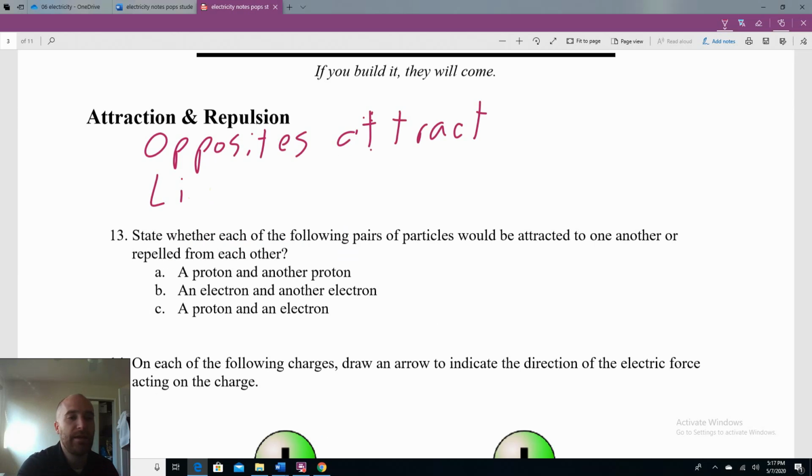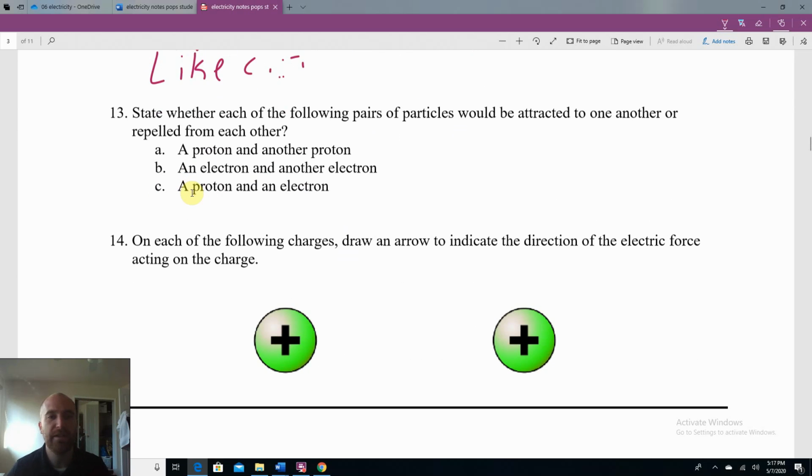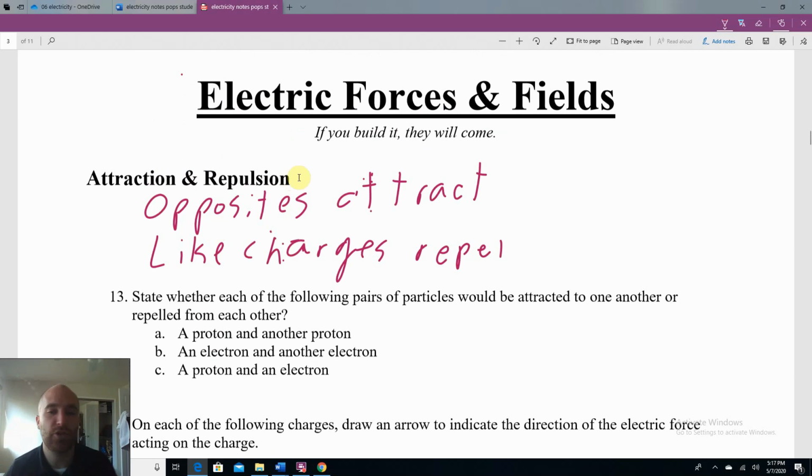And then like charges, when I say like, I mean they have the same charge. So like charges repel. So opposites attract one another, they're drawn towards one another, and like charges will repel one another or push away from each other.